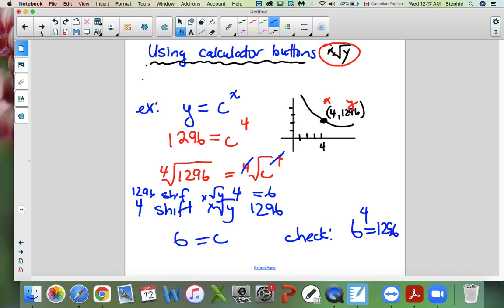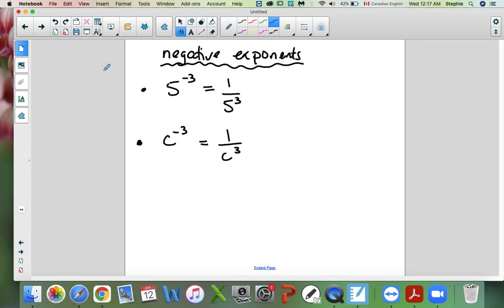Okay, moving along. We're going to talk about negative exponents. A quick recap: negative exponents are represented like this. 5 to the power of negative 3 is the same thing as writing 1 over 5 to the power of 3. So if I have a variable, c to the power of negative 3, it would be the same thing as writing 1 over c to the 3. This is going to become important when we're solving and trying to find the rule.